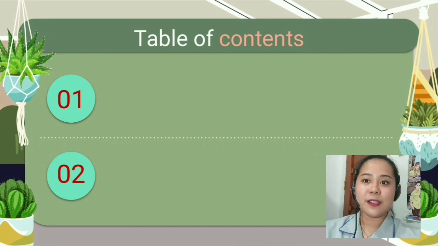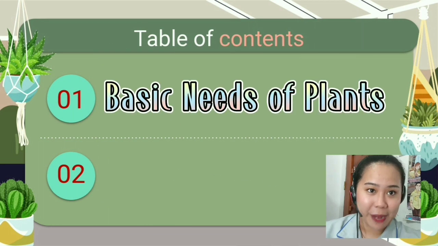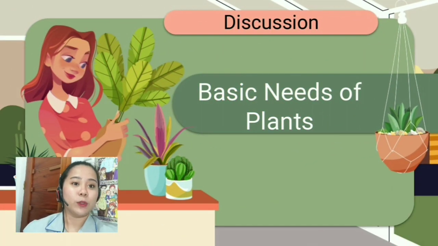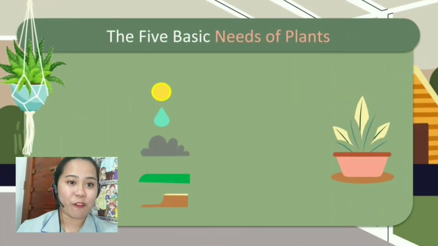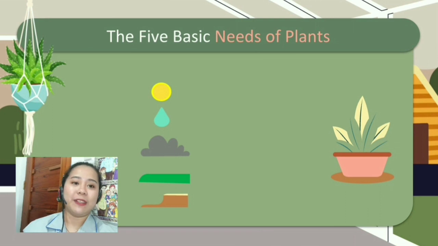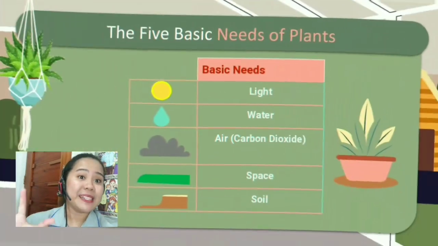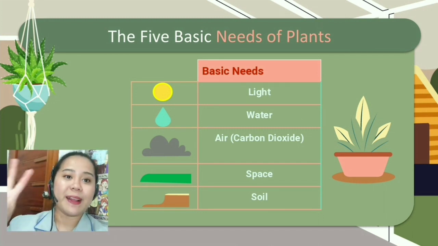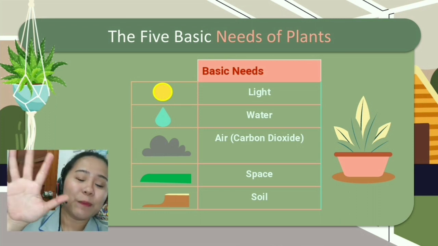later on. Our first topic is all about the basic needs of plants, and our second topic is types of soil. So let's proceed to the first topic, which is about the basic needs of plants. Based on our activity earlier, it is mentioned that plants have 5 basic needs. Those are: number 1, light or sunlight; number 2, water; number 3, air or carbon dioxide; number 4, space; and number 5, lastly, soil.